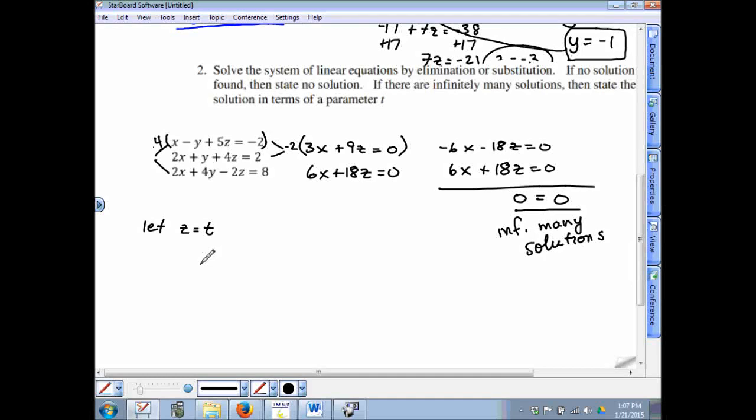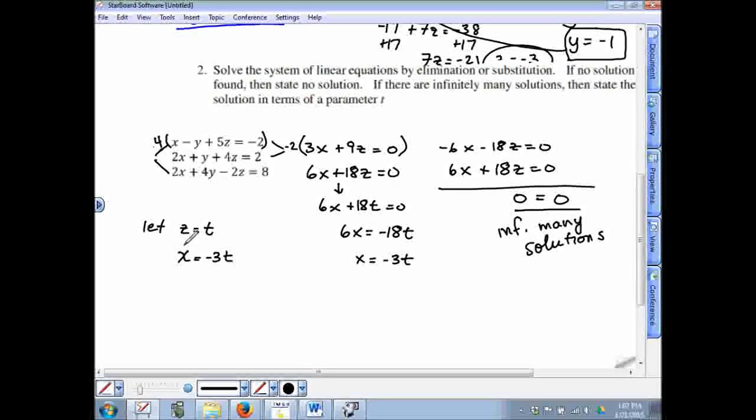And let me go back and solve for the other two variables in terms of t. So we know that z equals t, so go back up to here into one of these equations and solve for x. So if we take this middle and put a t in here for z, we're going to get 6x plus 18t equals 0. If you subtract the 18t over, you get 6x equals negative 18t. If you divide by 6, you get x equals negative 3t.